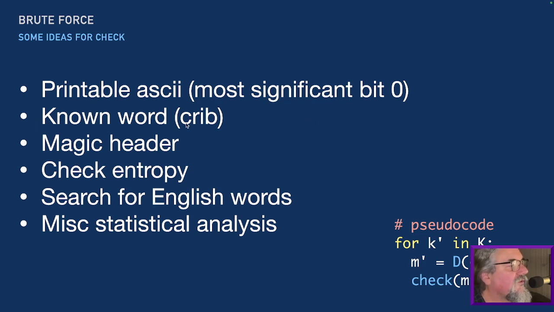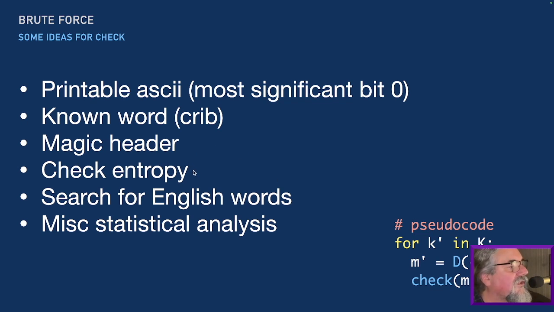We could look for known words, like Alan Turing did with the Enigma. We can check for a magic header, for instance, if it's a zip file. All zip files begin with the same bytes. That's called a magic header. So basically, that's the same as a crib. But it's even better than a crib, because we know that it's in the beginning of the message.